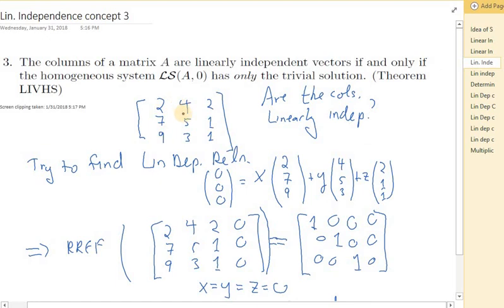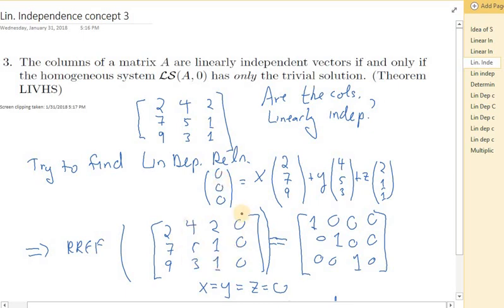Here I have a matrix with 3 columns, 2, 7, 9, 3, 4, 5, 3, 2, 1, 1. And I want to know, are these 3 vectors linearly independent? So let me try to find a linear dependence relation. If they were linearly dependent, I could take some linear combination over here and sum them to 0. This gives me a homogeneous system. So here I form the augmented matrix.